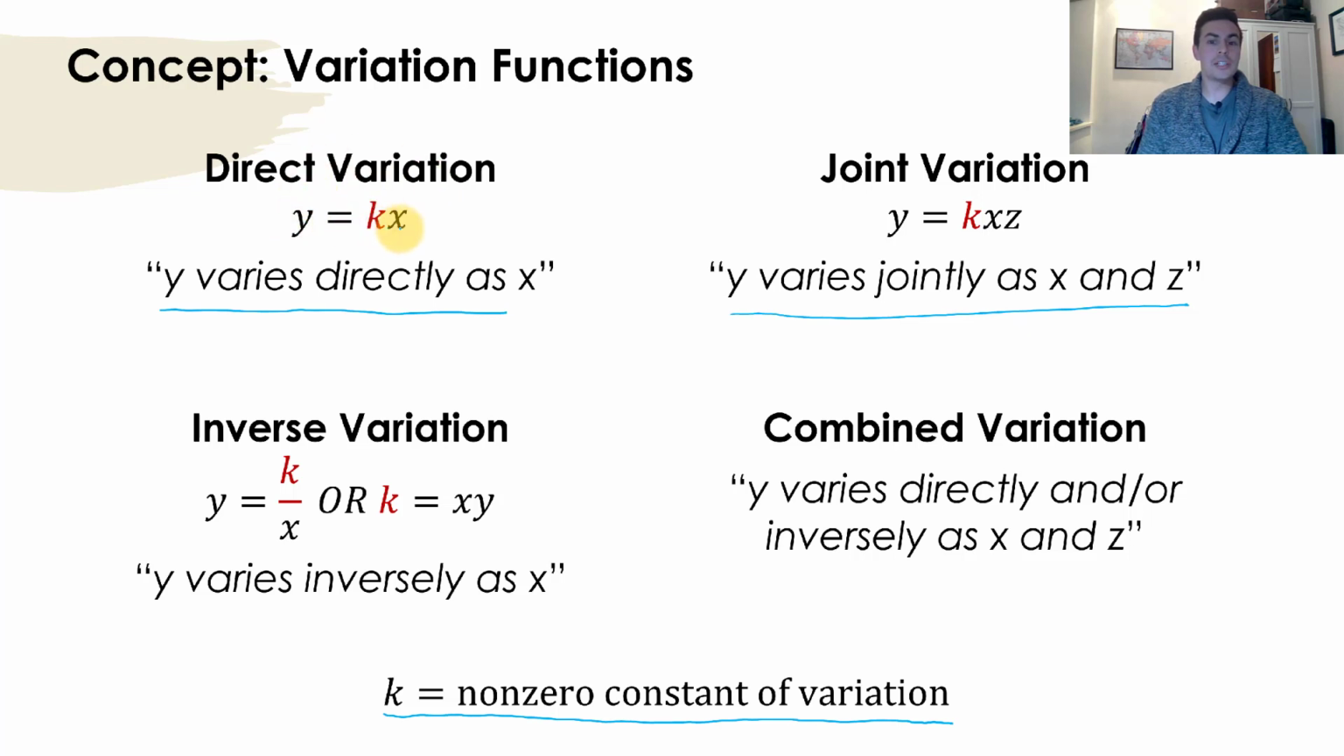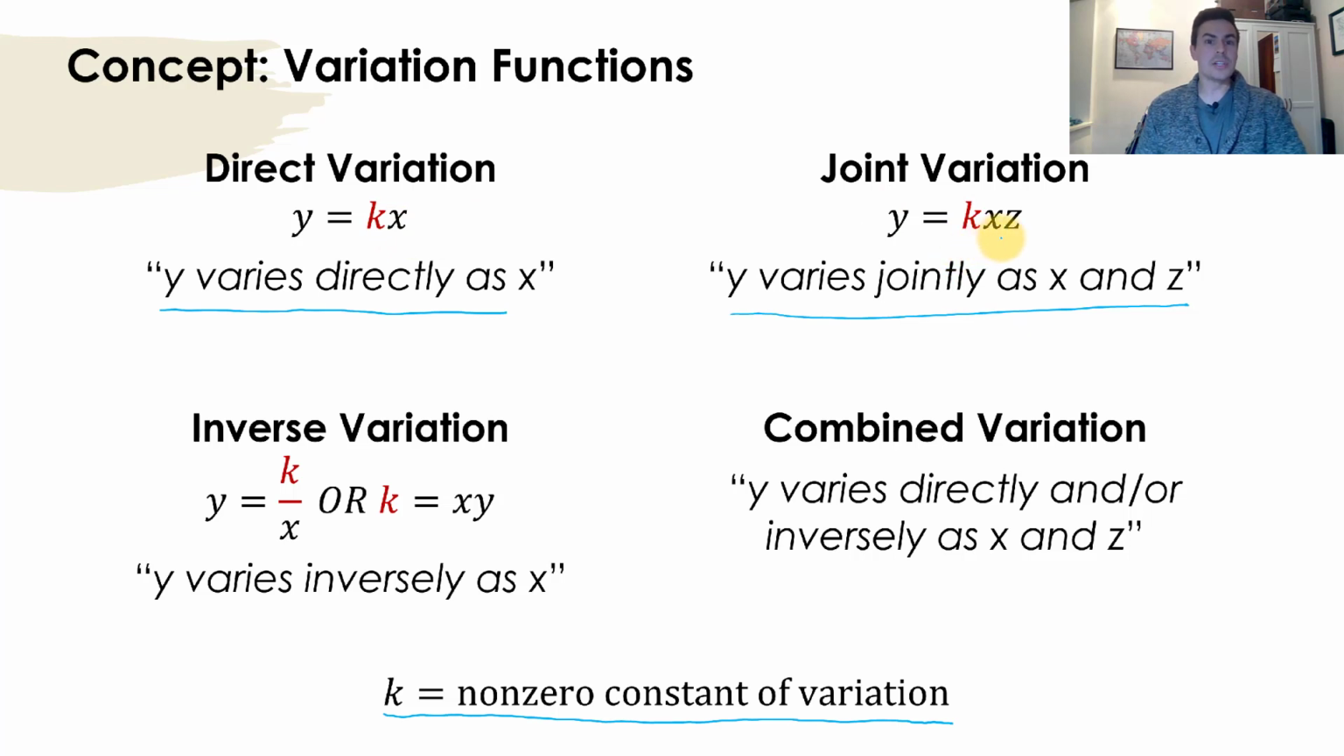So this direct variation is very similar to just a linear equation, right? y equals mx plus b. However, in this case, we have no plus b. It's just y equals kx. k is kind of like our slope if we were to think of this graphically for a direct variation.